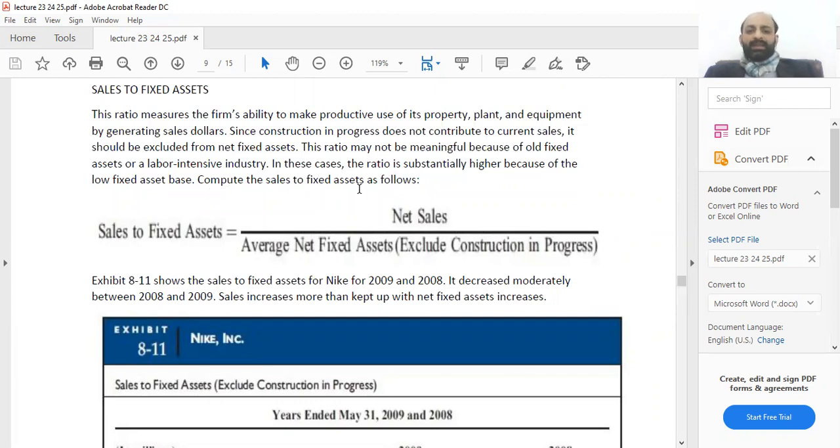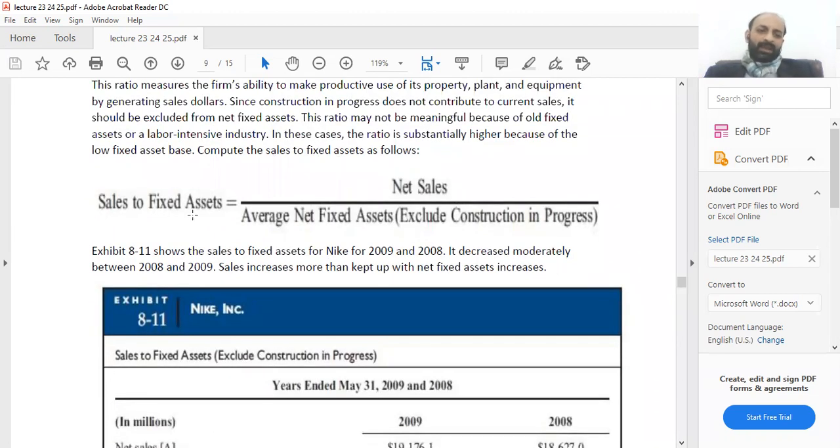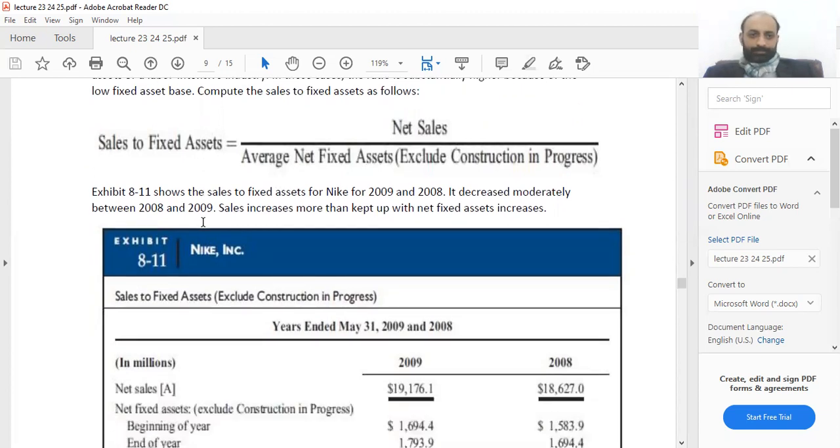Compute the sales to fixed assets as follows. Now, what is the formula for sales to fixed assets? You use the net sales figure in the numerator and you divide it by the average net fixed assets, and you do not include construction in progress in it. So you take the beginning balance for the fixed assets, you take the ending balance for the fixed assets, and make sure you do not include construction in progress in those figures, and then you take an average, and when you divide net sales by that average figure, you get the sales to fixed assets.